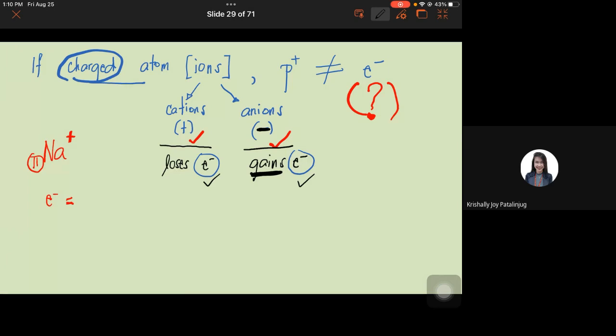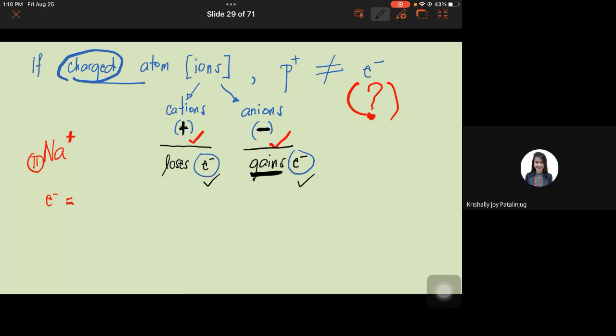So if that atom then loses an electron, what happens to the electron? It is being removed. It is being reduced from the atom. So what happens now to that atom? If you reduce the negativity, you reduce the negative charges, it will now carry a positive charge. Okay, so you just go back to the charge of the electron.